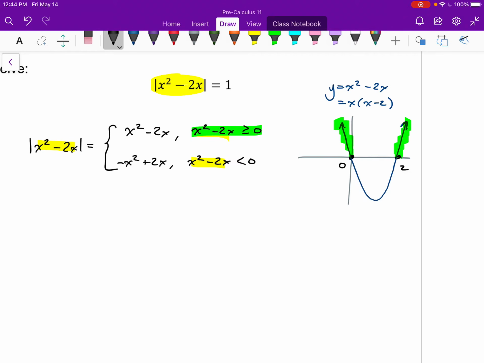And so that first piece I can now rewrite as when x is less than or equal to 0 or x is greater than or equal to 2. That's when I look at that top piece. I look at the bottom piece anytime x squared minus 2x is less than 0, which I can now see from the graph is between 0 and 2.